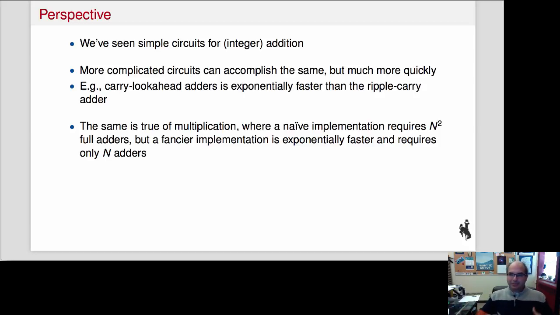Okay, same goes for multiplication. The naive implementation, which is the one we talked about, requires n squared full adders, right? It required n minus 1 ripple carry adders. A better implementation actually only requires n adders, so fewer adders, and it's a lot faster, right? It's actually n log n instead of n squared.